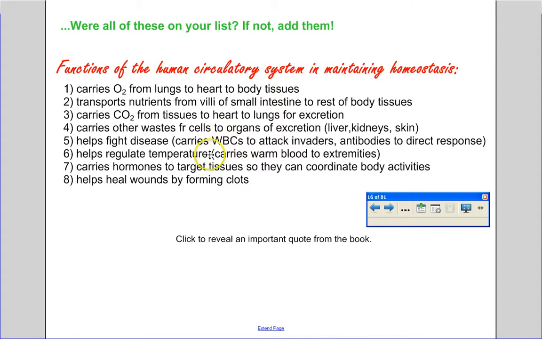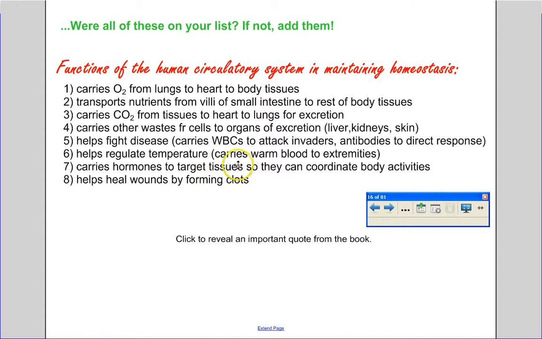Like we just saw, it helps to regulate temperature. It carries warm blood to your extremities so that you can get rid of heat. It prevents your blood from going to your extremities if you're cold, so that it'll keep your internal regions warm, the important organs like your heart and your brain.